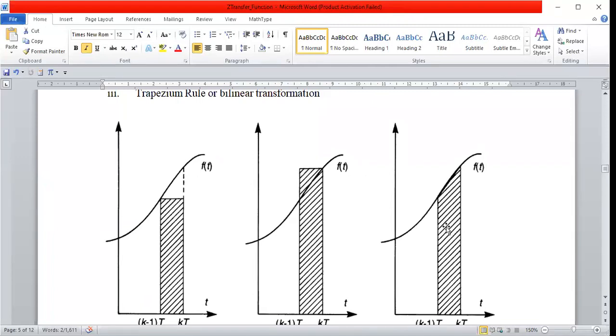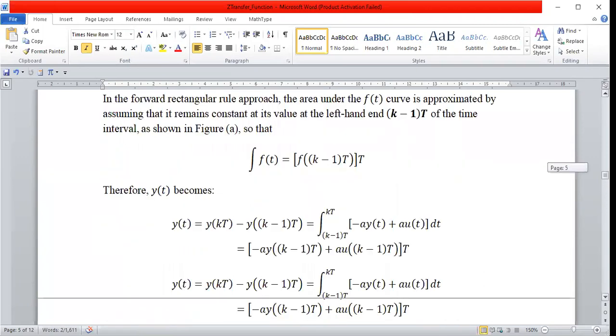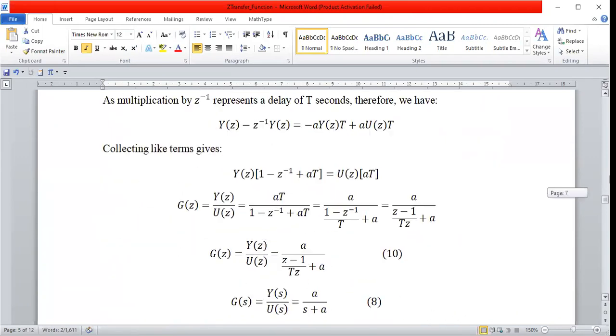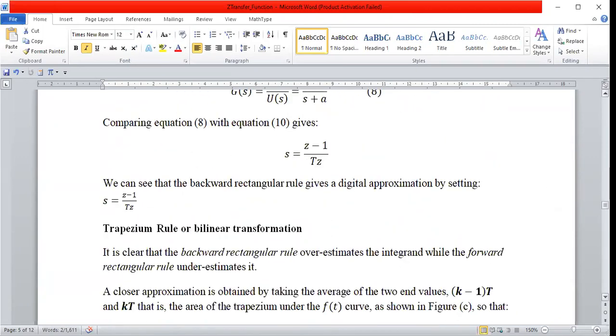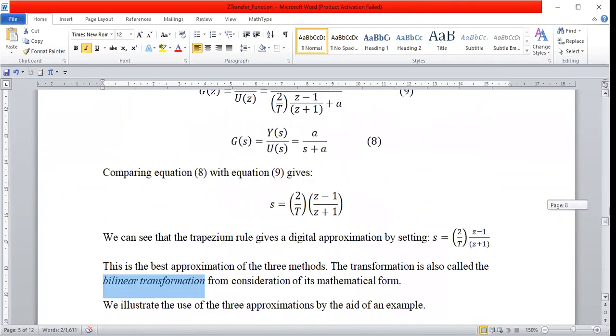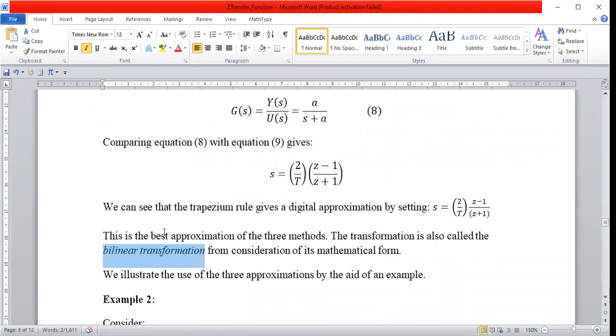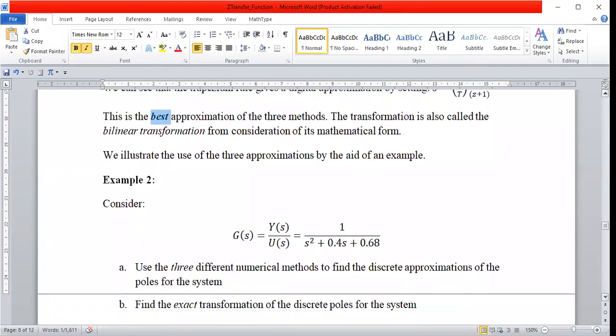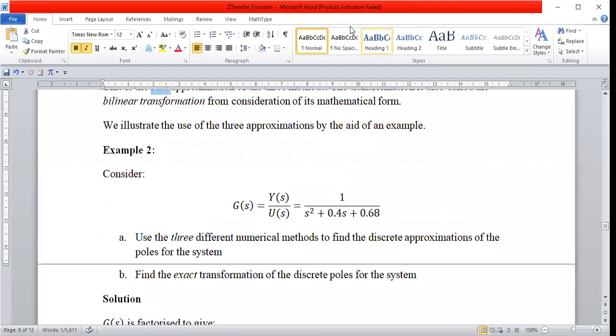But this is the trapezium rule. So it's the best approximation compared with the forward and the backward. So we said that the trapezium approximation is the best approximation. It's actually the best approximation of the three methods. So I've been proving that for a long time. So let's do an example.